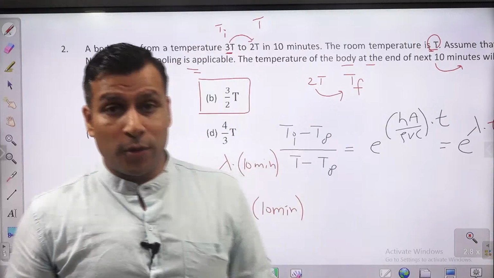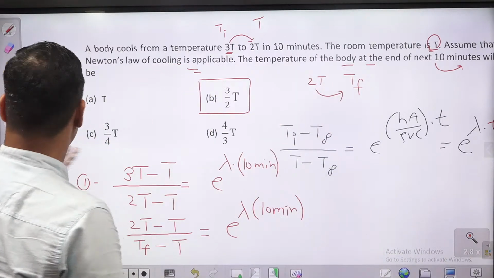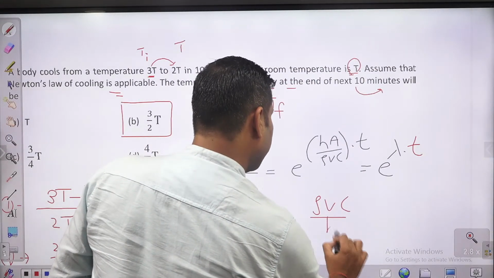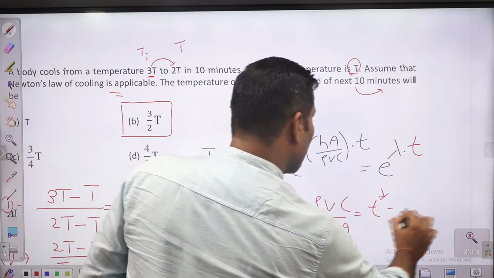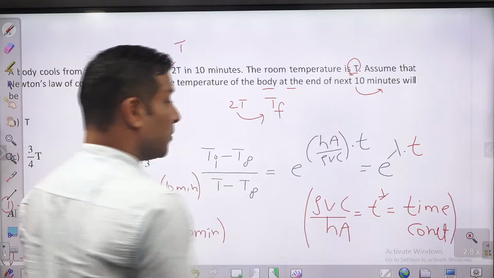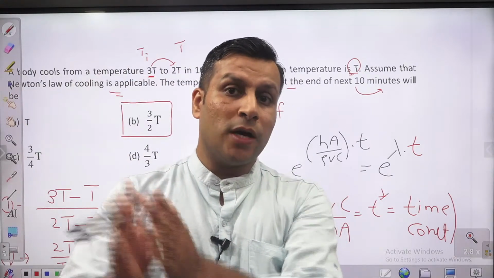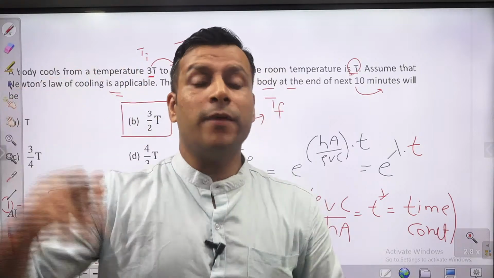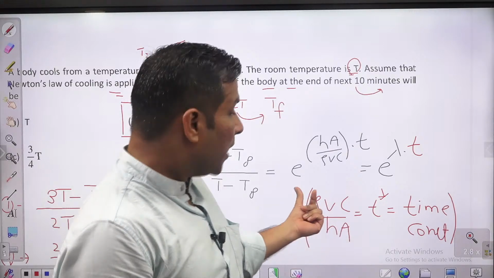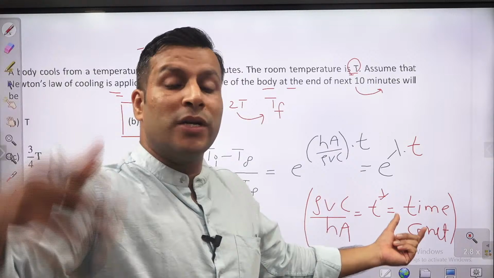We are using the basic formula only, e to the power h a by rho vc, and you know this particular term is also known as the time constant. ये जो term है इसमें rho vc by ha, this is known as a time constant. Okay, the time taken by the body or a thermocouple to decrease its temperature difference to 63% of the initial temperature difference is known as the time constant. It is directly proportional to density. The more the time constant, the more time the body is going to take to decrease its temperature.